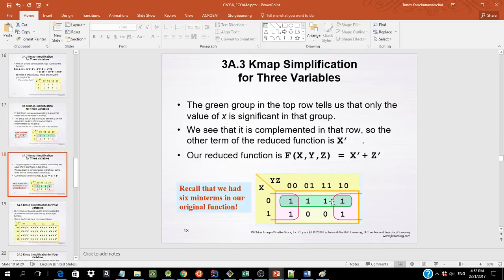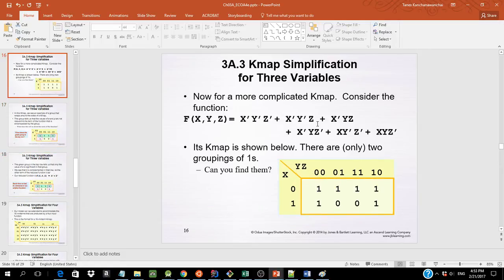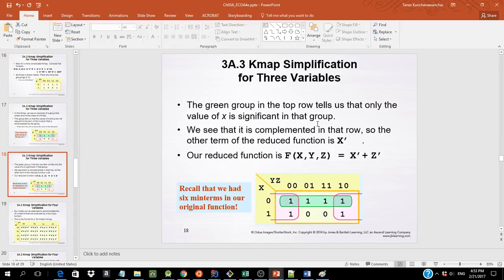After that we simplify by looking at what's in common on the green and the pink. Let's look at pink. X is not common, because it's 0 and 1. Y is not common because it's 0 and 1, but Z prime is common because it's 0. So it's Z prime for the pink, and for the green it's X prime. So we can simplify the previous big expression to X prime plus Z prime with a K-map.